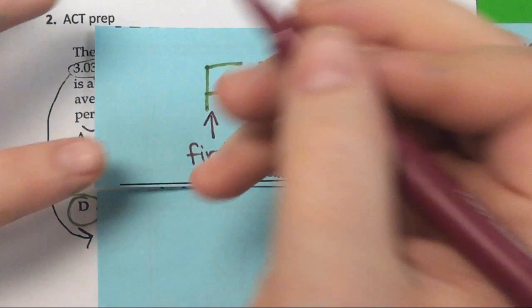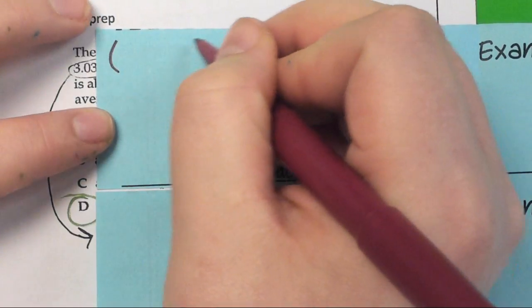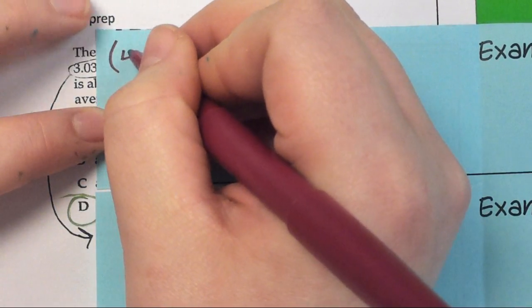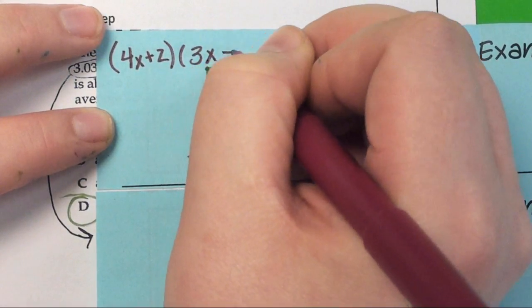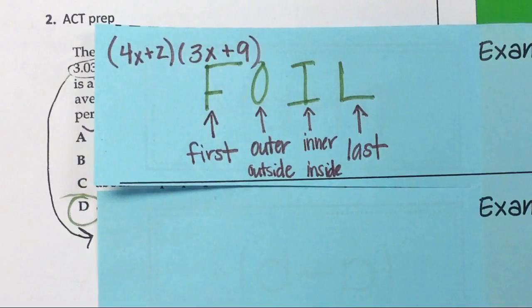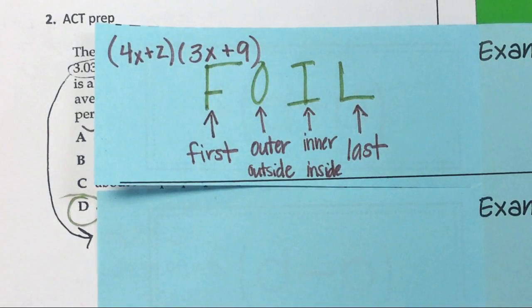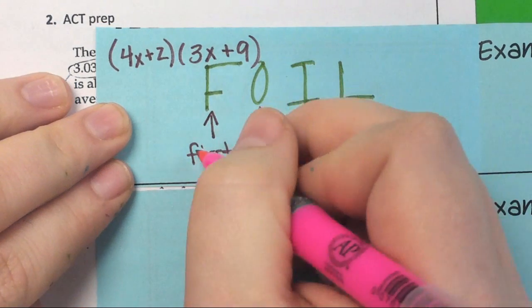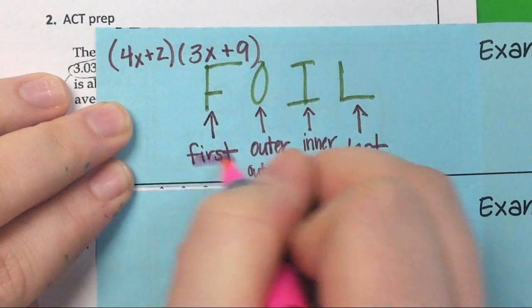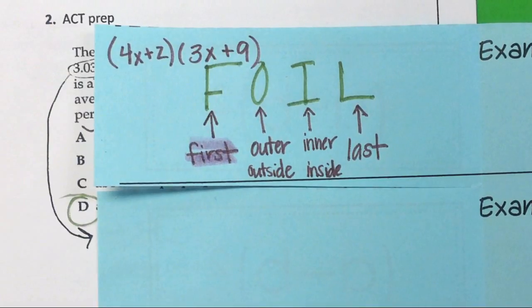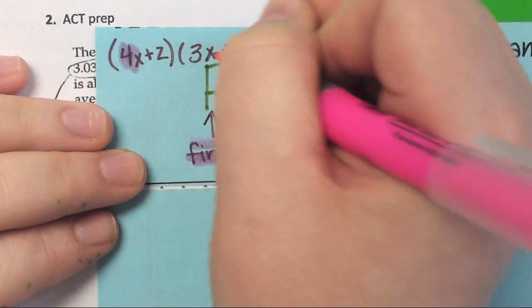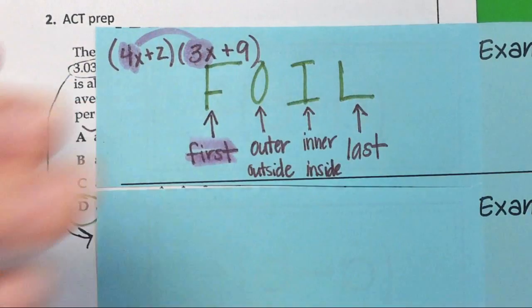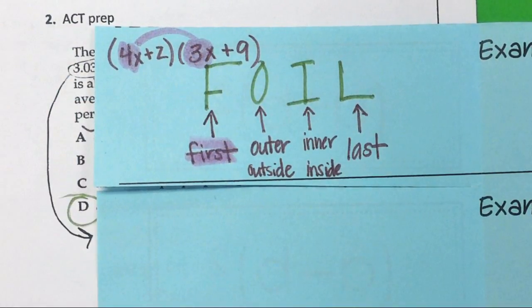Okay, so I'm going to draw it with a picture. So let's say I do 4x plus 2 times 3x plus 9. I'm not actually going to work out the math. We're just going to talk about who is the first, who is the outer, who is the inner, who is the last. First, meaning the first in each of the terms. So I'm going to multiply 4x times 3x. They're the first.